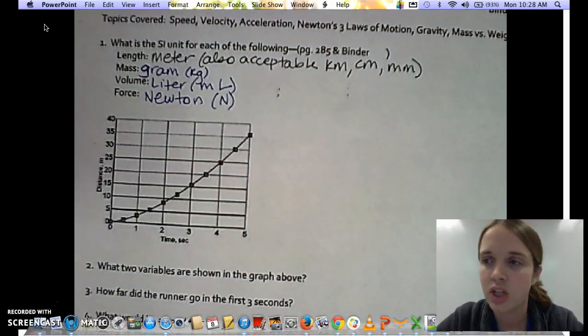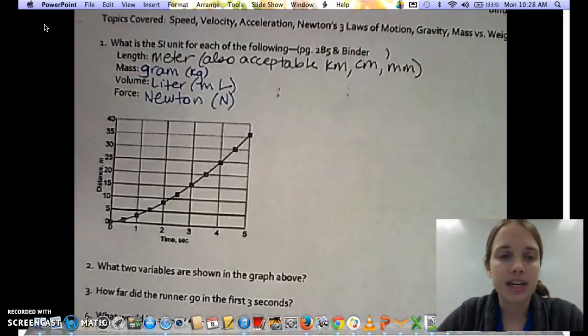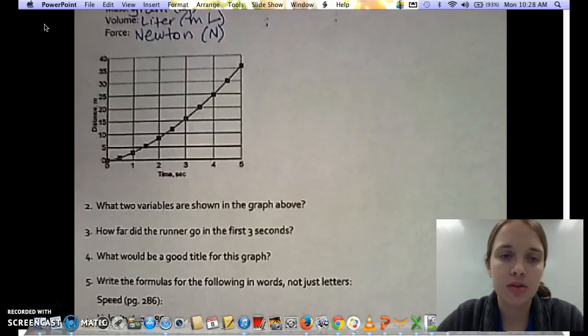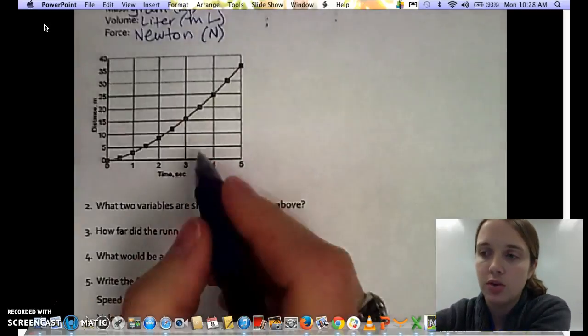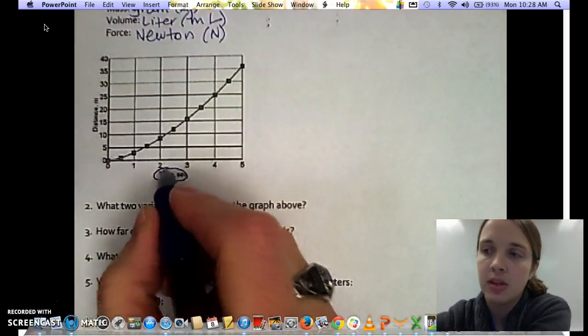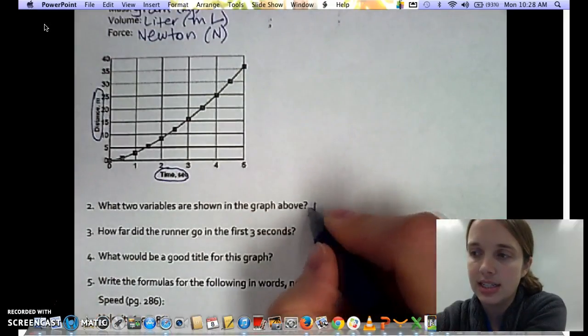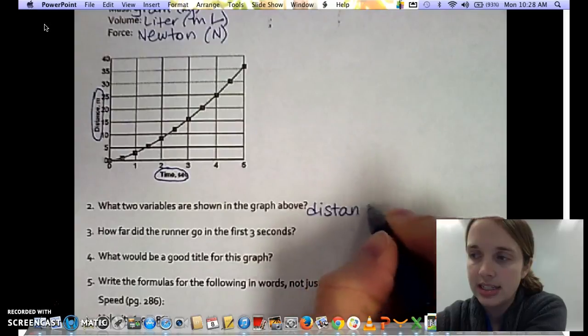Okay. So next up, it says, what two variables are shown in the graph above? When it's asking about what two variables, what I want you to do is just focus on what the titles for the x and y axis are. Okay, so in this case it is distance and time.